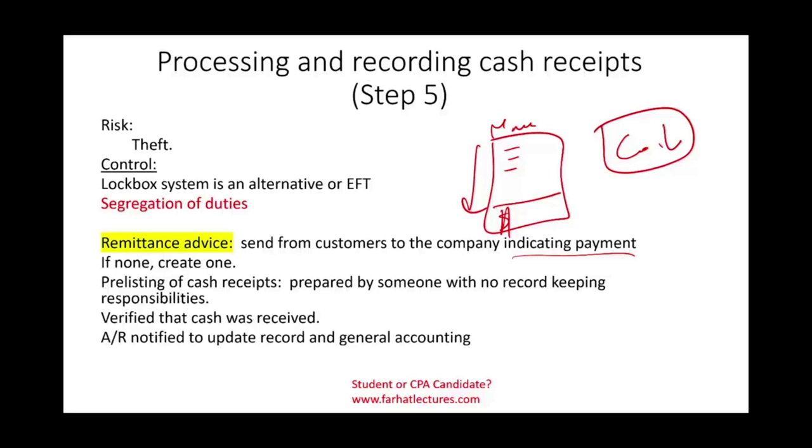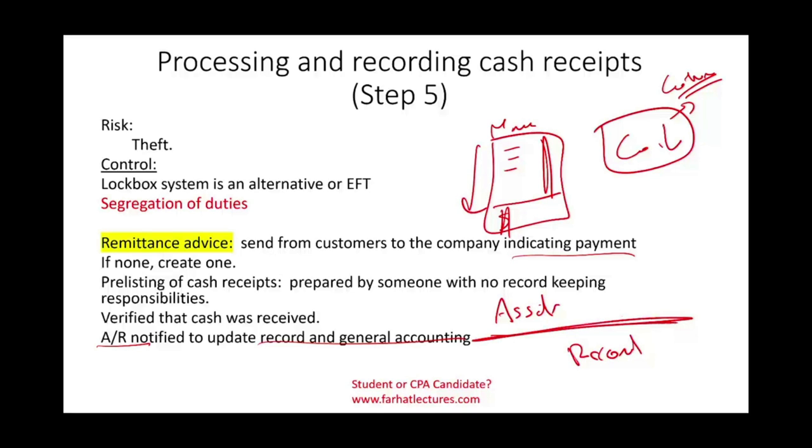Then what we do, we notify the accounting department, the people that have access to the record, to update the record of each account receivable from the names of the people that paid, and update the general accounting. Now the cash goes to a cashier, who has no accounting capabilities. At this process, remember, people with access to assets should not have access to the records. Those two should always be separate.